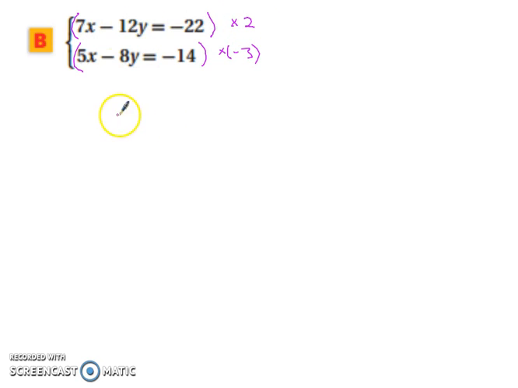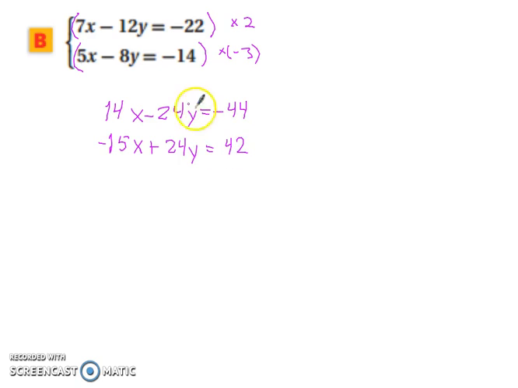So let's distribute our 2 all the way across. That leaves us with 14x minus 24y equals negative 44. And then let's distribute our negative 3. We have negative 15x plus 24y equals 42. Now we have a set of coefficients that we can eliminate or cancel out. So to do this, let's add. That leaves us with negative x equals negative 2. So x equals 2.